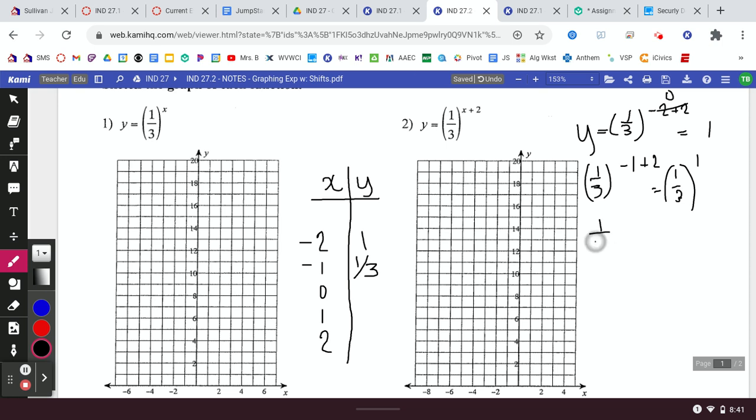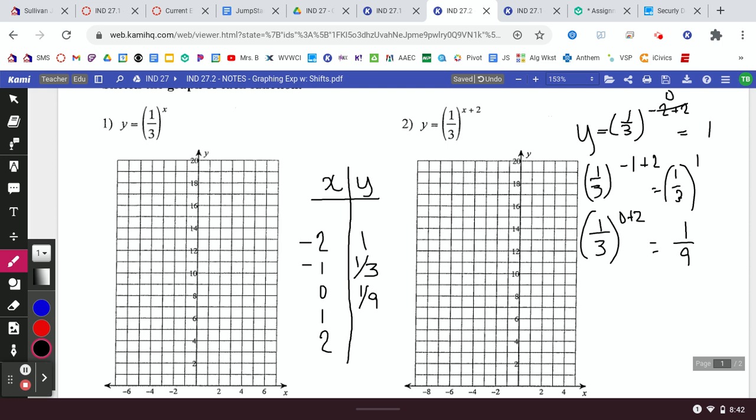And then if we do it again, we do 1/3, and then we have our x, which is 0 plus 2. Well, 0 plus 2 is just 2. And that means we're squaring 1/3. When you square 1, you just get 1. When you square 3, you get 9. So we've got 1/9.